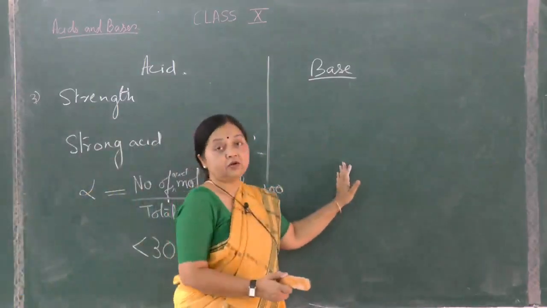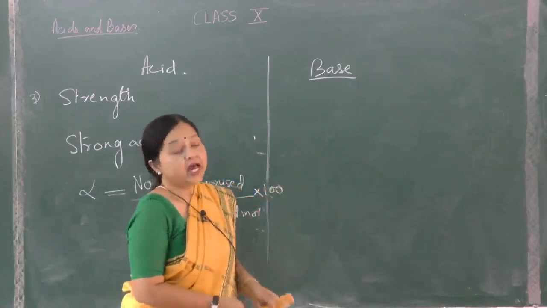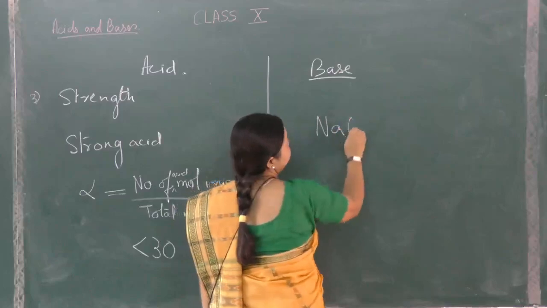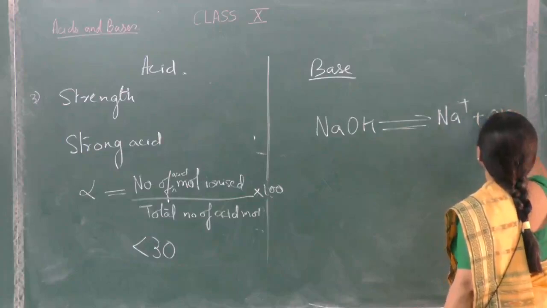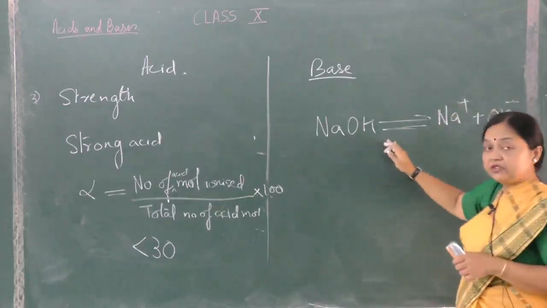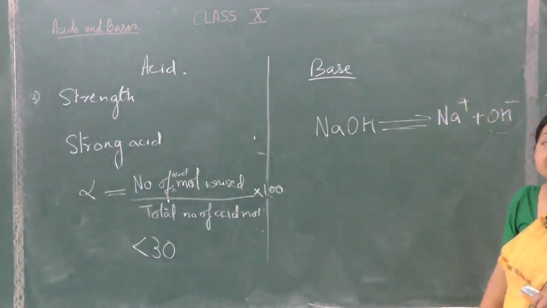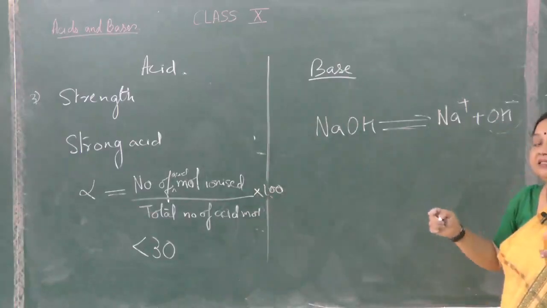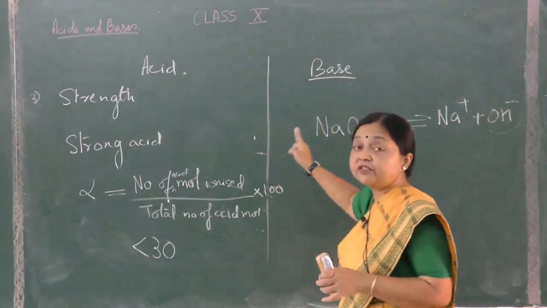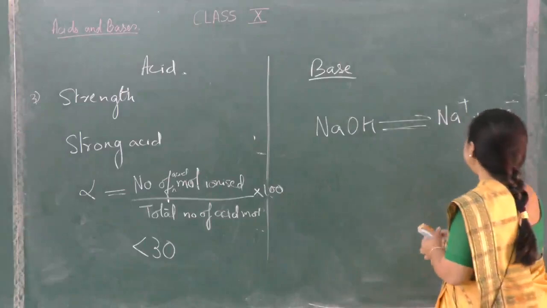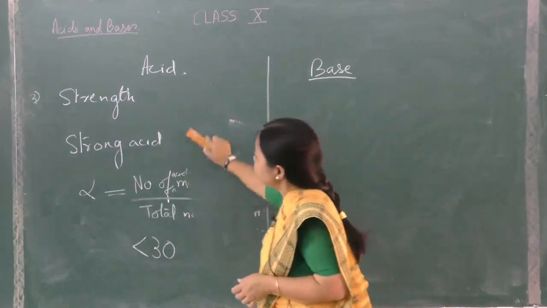The same stands for the base also. If the base ionizes completely, like NaOH, KOH, NaOH will dissociate into Na plus and OH minus. On complete dissociation, it will furnish a high concentration of hydroxyl ions, and if hydroxyl ions are present in excess, then it will be a strong alkali or strong base. Soluble bases are called alkali. So if it dissolves in water, naturally we call it an alkali.